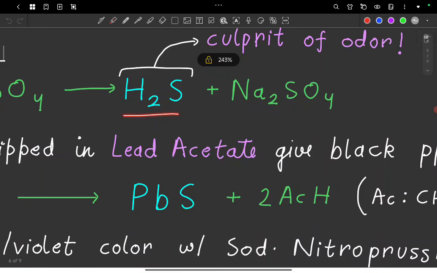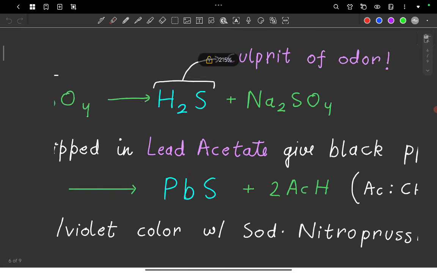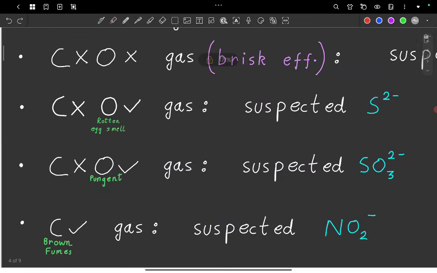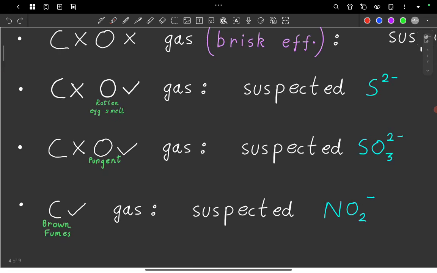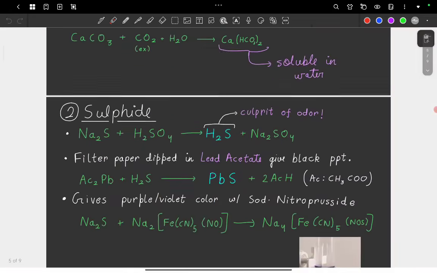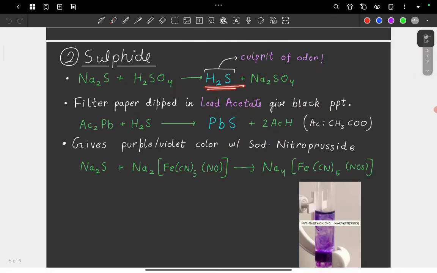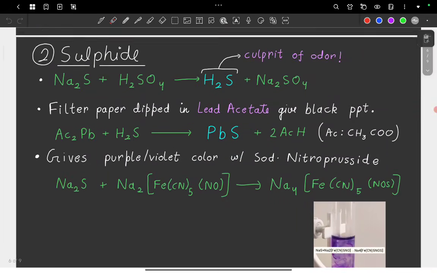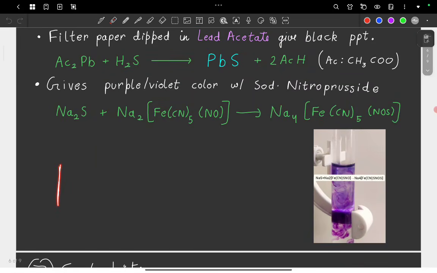And this H2S, my friends, was the culprit of the odor. Like in the preliminary test, we studied that on reaction with dilute H2SO4, it forms a rotten egg smell. That rotten egg smell, as I told you, comes from the hydrogen sulfide or H2S. Now, how do I confirm the presence of the sulfide ion? You have to take a filter paper and dip it in lead acetate solution.